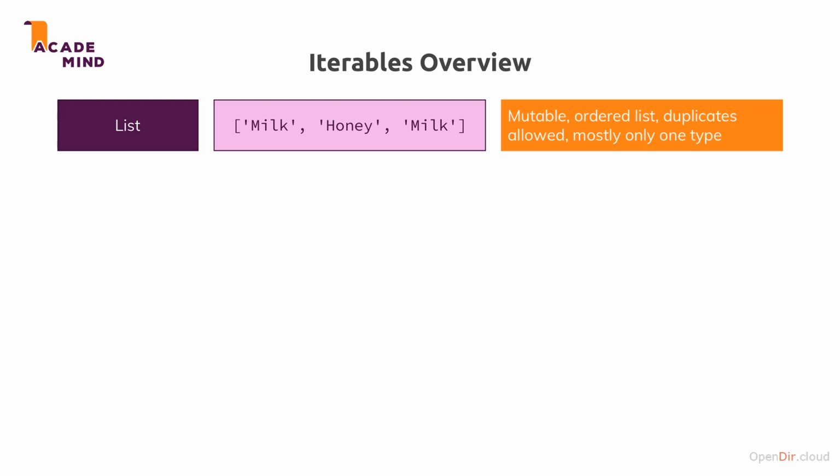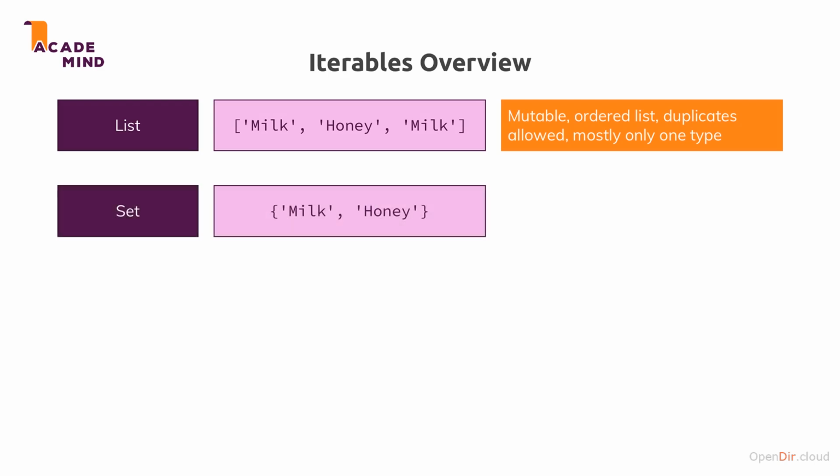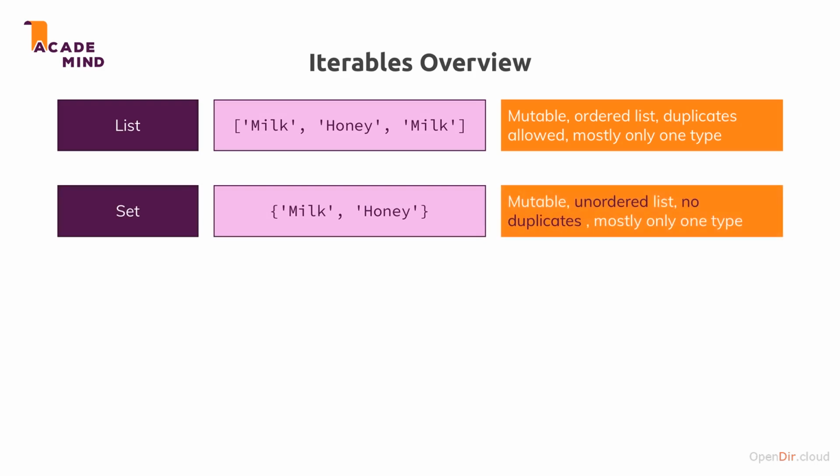Now, a new data structure, a new iterable, would be a set. A set is created with the set function, which looks like that. And the interesting thing about a set is it's also mutable. We can add or remove values, but it's unordered. It's not ordered, so the order is not guaranteed. And that is very important. We can't have duplicates in there. If we add milk twice, it will only be stored once.